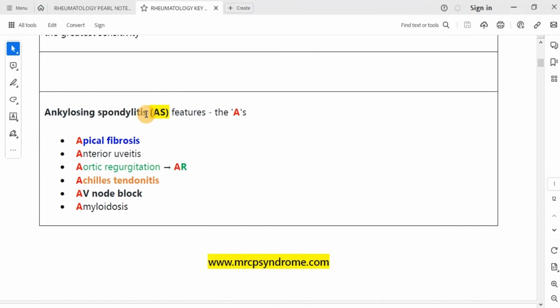So ankylosing spondylitis will have these features. The mnemonic is the A's: apical fibrosis, anterior uveitis, aortic regurgitation, Achilles tendinitis, AV nodal block, amyloidosis. And remember, this is aortic regurgitation, not aortic stenosis. So AS is not associated with AS. AS is associated with AR.